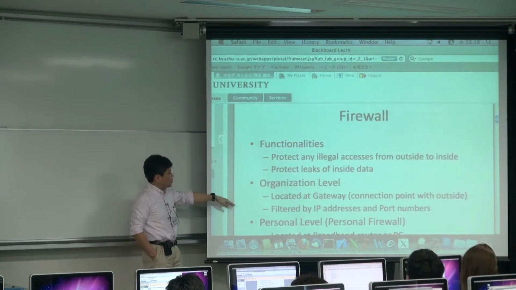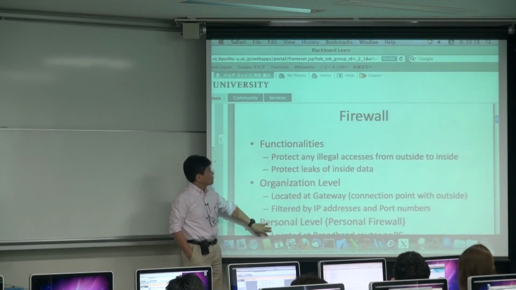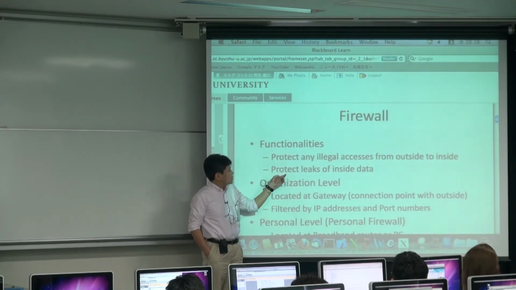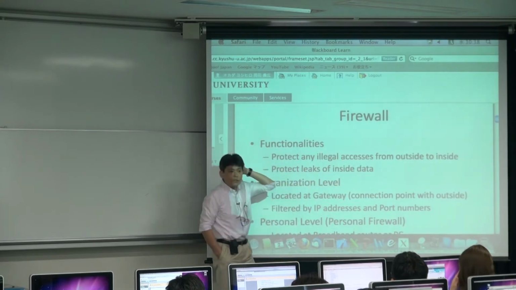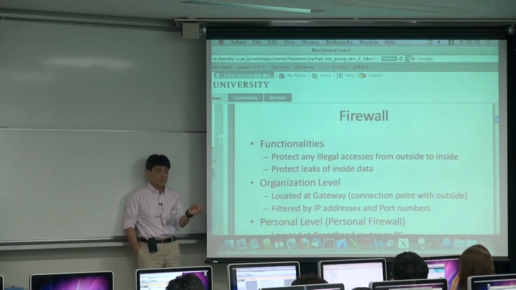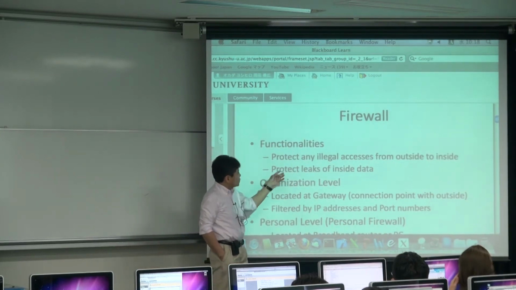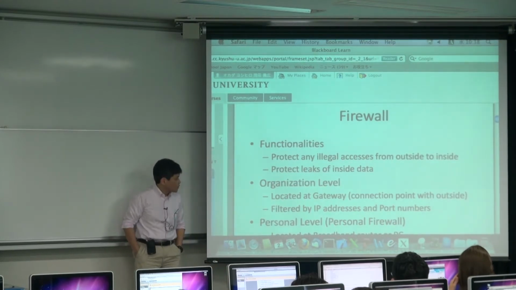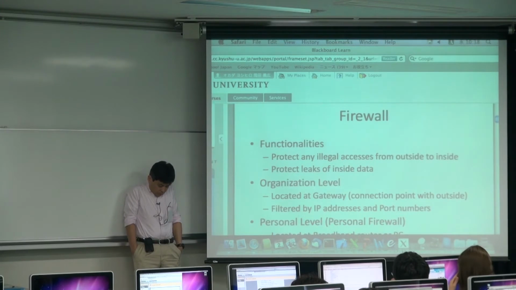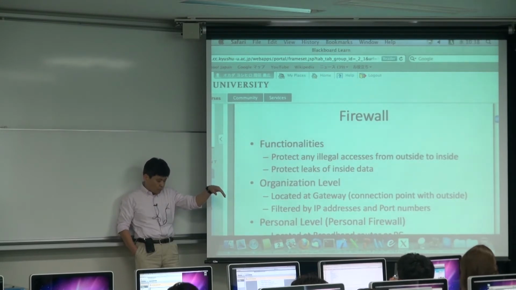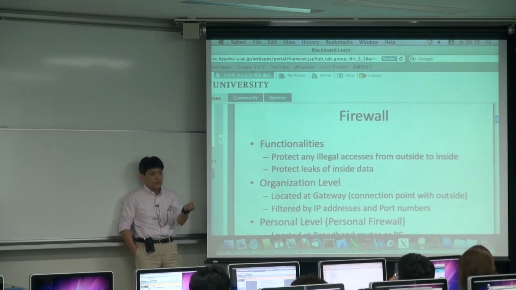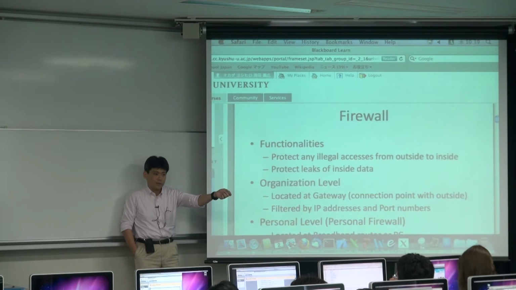Okay, so there are several levels: organization level and personal level. A firewall has a functionality like this: it protects against illegal access from outside to inside by scanning the port and the IP address. And also it protects against leaks of inside data. Okay, so organization level. In the internet, there are several routing machines, which means any IP packet should be forwarded to the corresponding destination IP address servers.